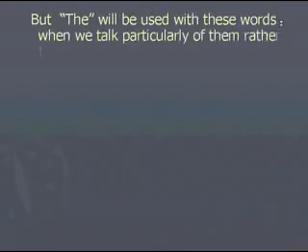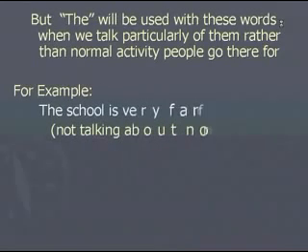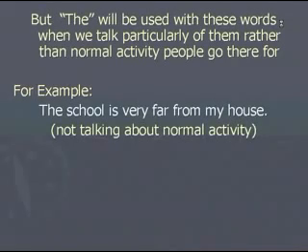But the will be used with these words when we talk particularly of them rather than the normal activity people go there for. So if you use places like school, college, church, and you're not discussing their primary purpose, you will have to use the definite article before them. For example, the school is very far from my house. In this sentence you are not talking about the primary purpose of school or the normal activity, you're telling that it is far from your house. So you would say the school is far from my house, because you are not discussing the normal activity that goes on at school.